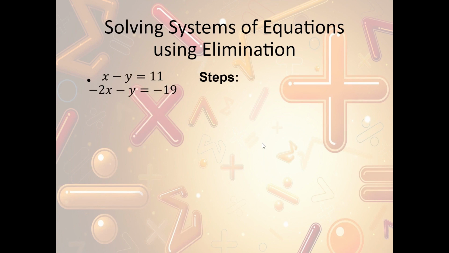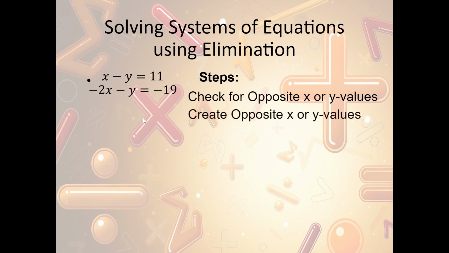Now let's take a look at another example. So we're going to check for opposite x values or y values. So we have a +1 and a -2. Well, they have opposite signs but not opposite values. We have a -1 and a -1. So again, we don't have opposite values. So if we don't have opposite values, we're in trouble. So what we need to do is create opposite values. We need to multiply either one or both of the equations by some number to get opposite values.